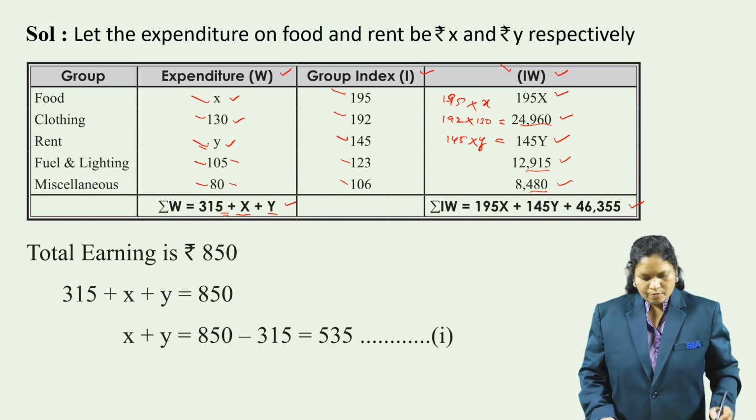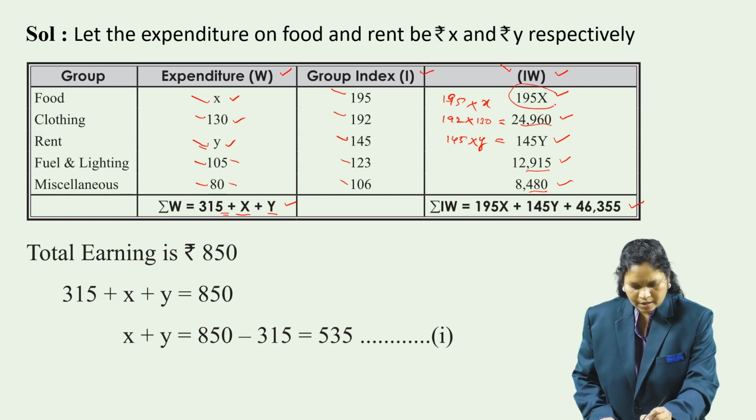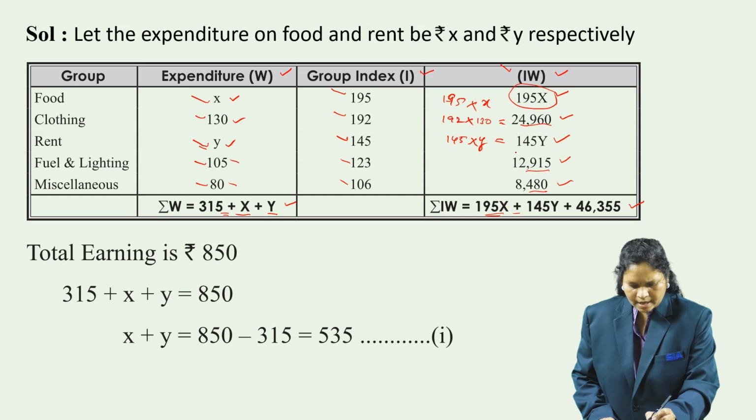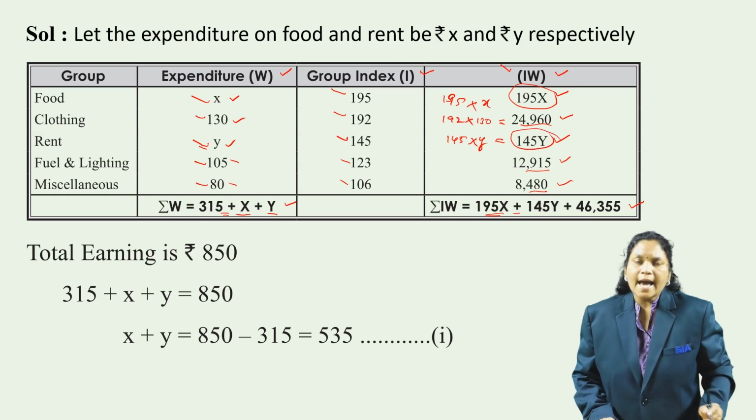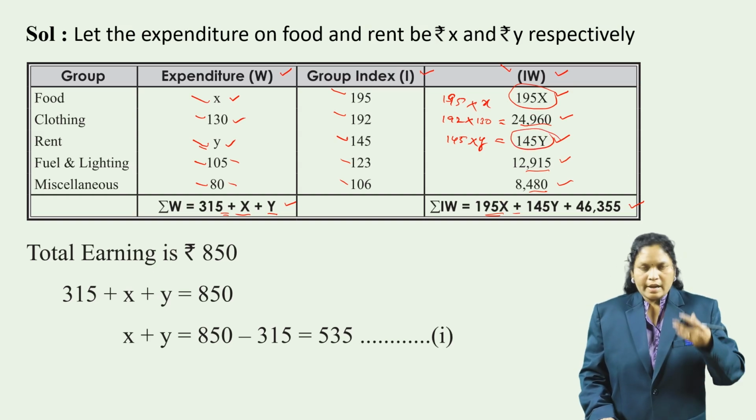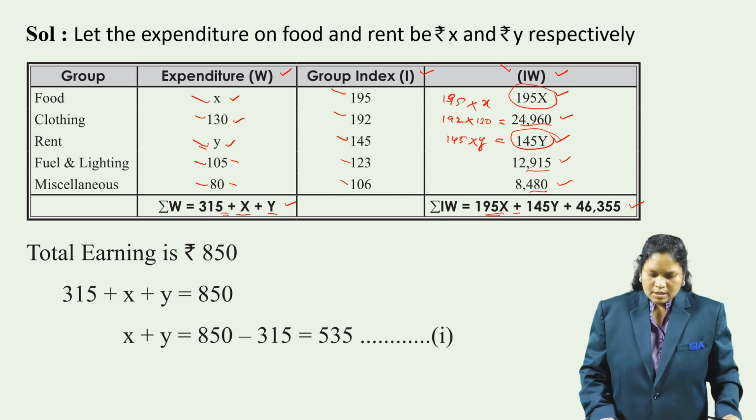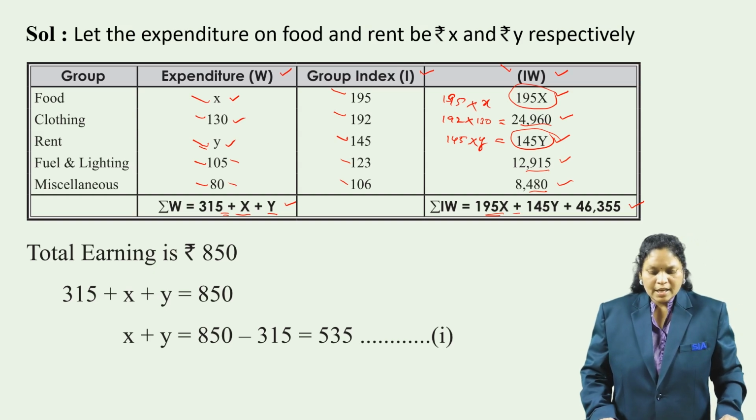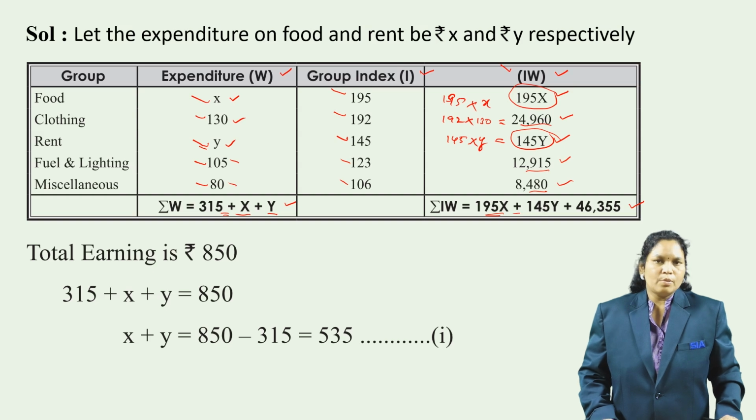Now what are the leftover? Leftover is 195X. As it is you have to write, keep a plus symbol, then 145Y as it is. Plus the value whatever we have added. So in this way we'll obtain the totals. So I have my values in our hand, IW totals and W totals. Now let us go for given information so that I can obtain my missing values.